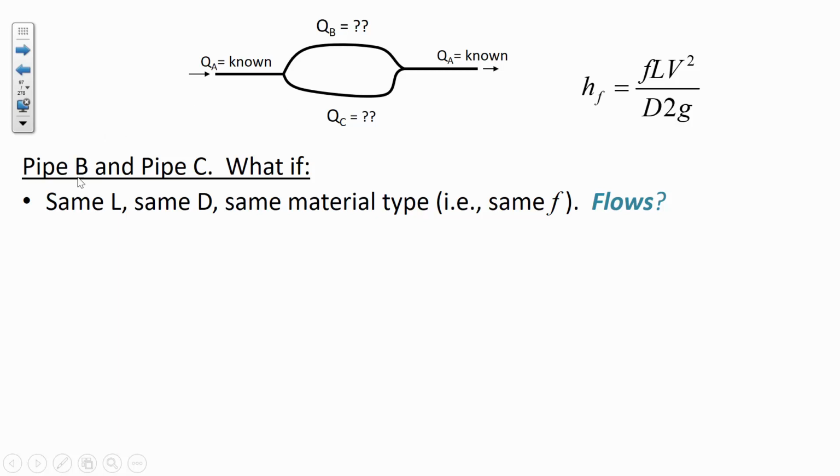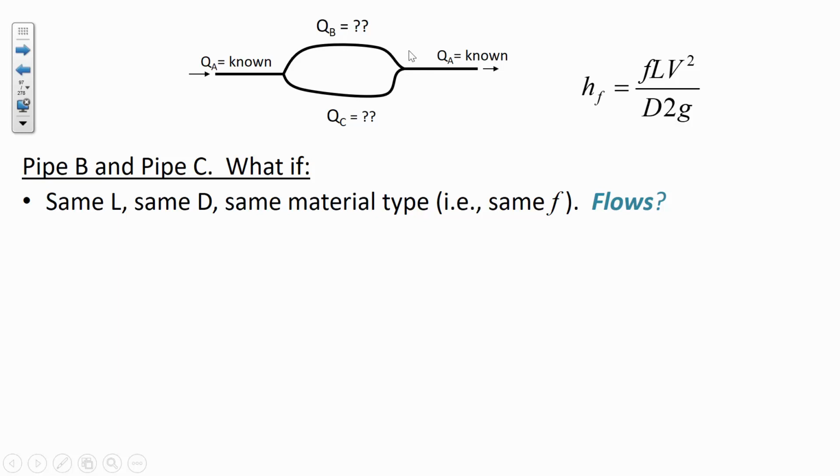Okay, so let's consider what if both B and C had the same length and the same diameter and the same material type. So here is the Darcy-Weisbach equation, and it tells us the head loss as a function of friction factor, length, velocity, diameter. And the concept that I've just told you is that whether you go through pipe B or through pipe C, the head loss is the same. You can't have a different amount of head loss because they both come back together again.